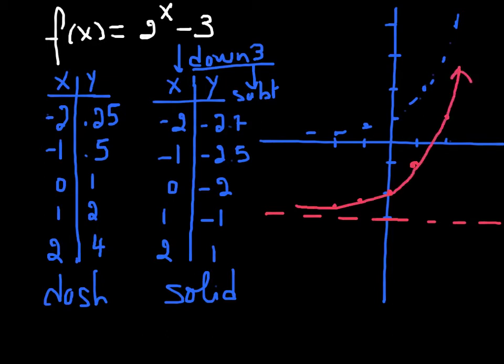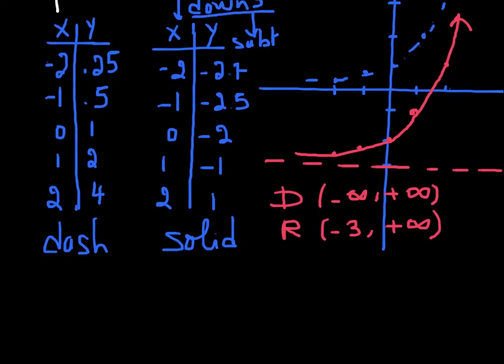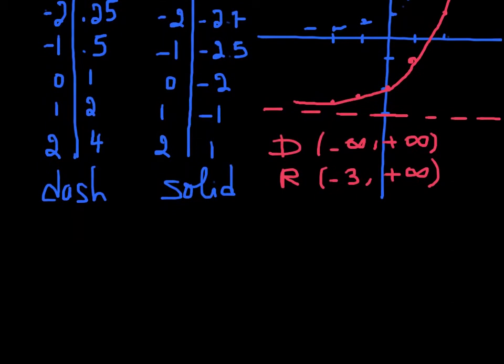Now the domain for the solid function is from negative infinity to positive infinity. The range is going to be from negative 3 to infinity. We have a horizontal asymptote here at negative 3, and you must write y equals negative 3. We do have a y-intercept here.